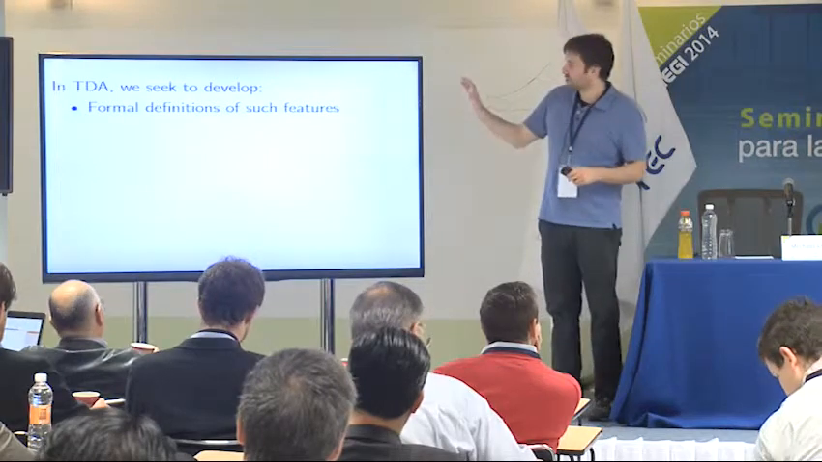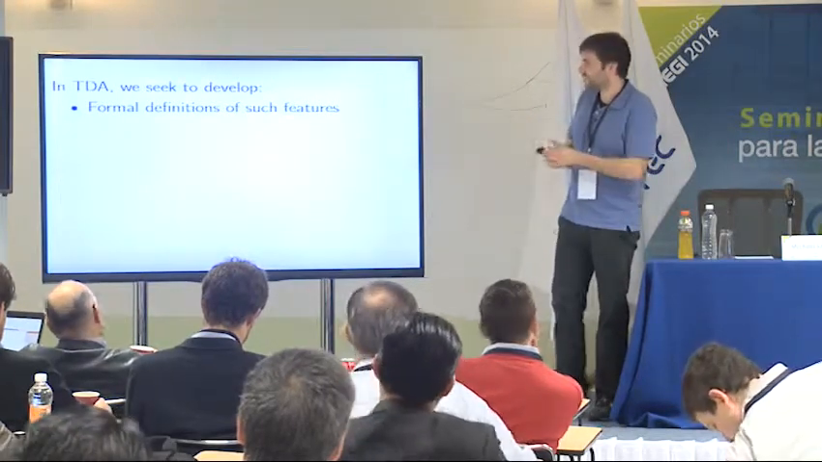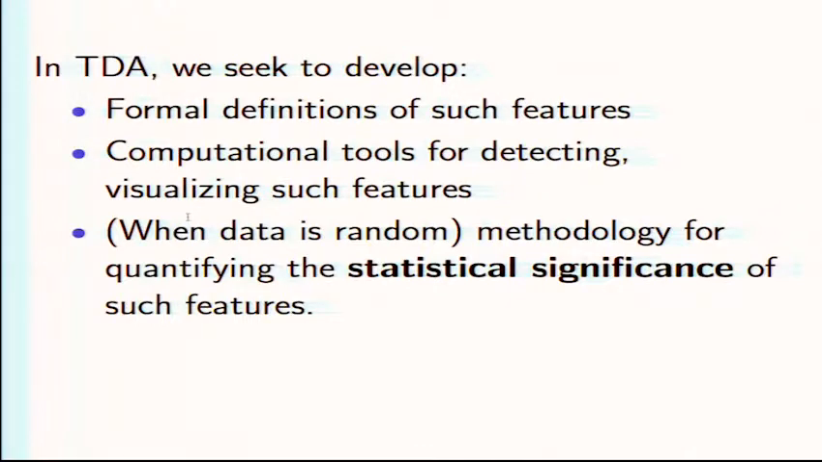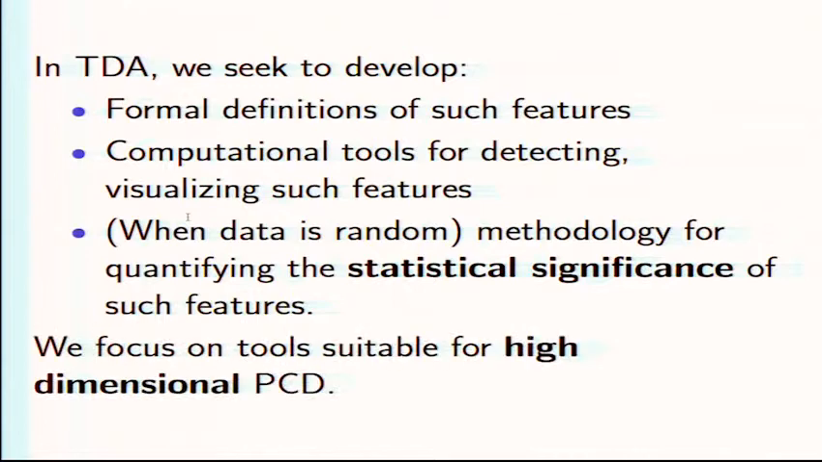So specifically in topological data analysis, we seek to develop first formal definitions of such features, formal mathematical definitions. Second, computational tools for detecting and visualizing such features. And third, this last part is important to us, when the data is random, as it often is in practice, we want methodology for quantifying the statistical significance of such features. And Andrew is going to give, I think, a whole talk on that same topic just after me, so you'll hear more about it later.